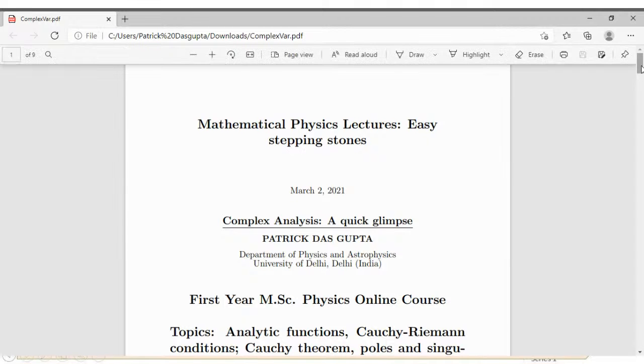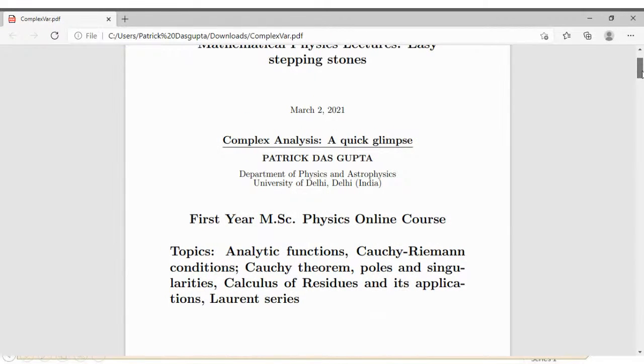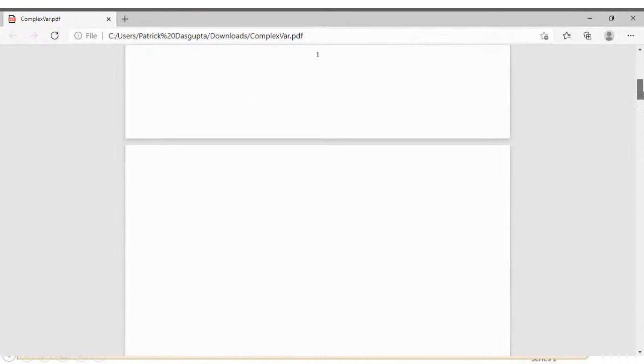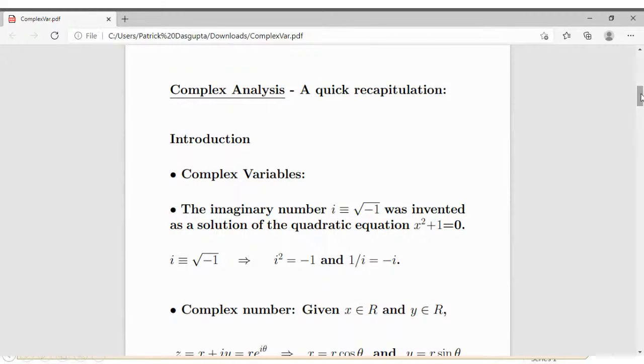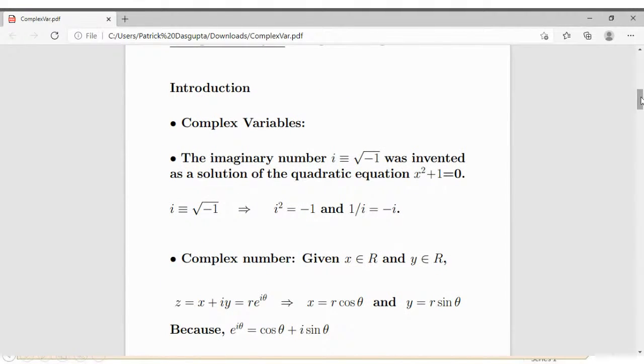So this is about complex variables, a subject that you're already familiar with from your BSc physics classes, so I'll go through it very quickly. As you know, mathematicians developed the idea of complex variables when they wanted to solve quadratic equations like x square plus 1 equal to 0, because x square plus 1 equal to 0 has no real solution.